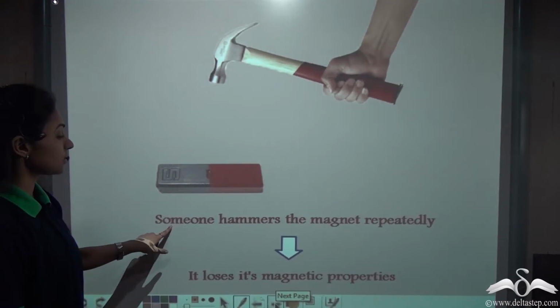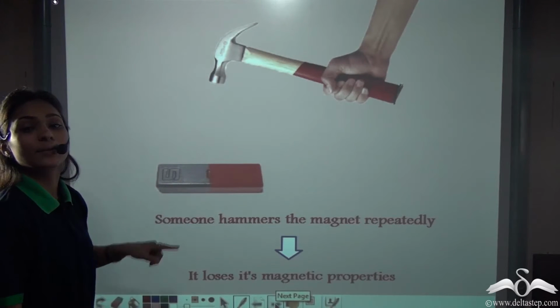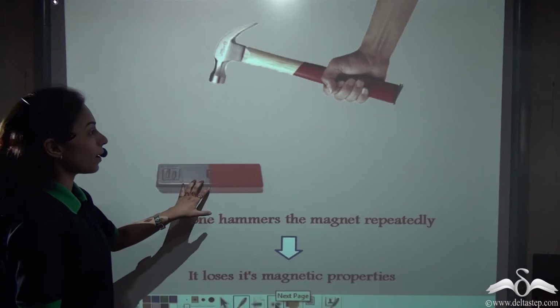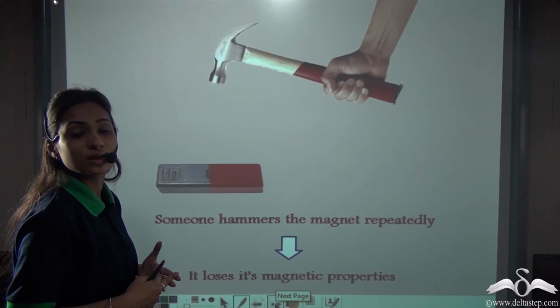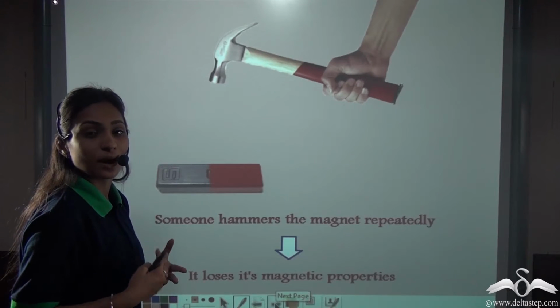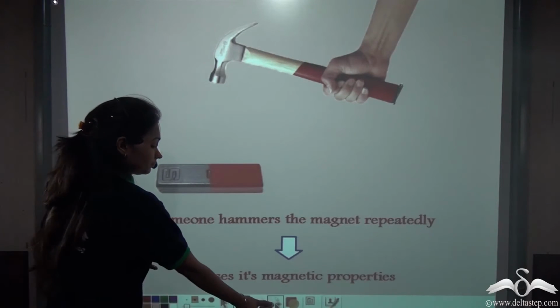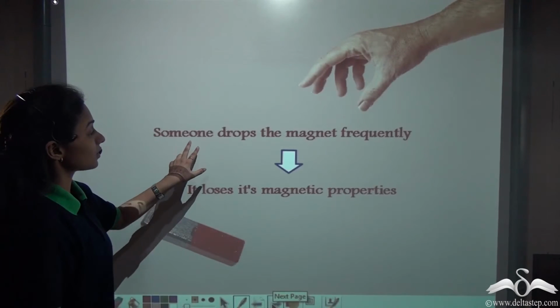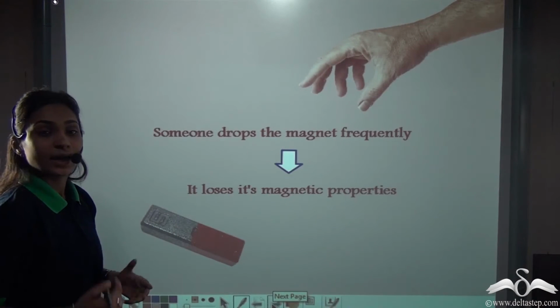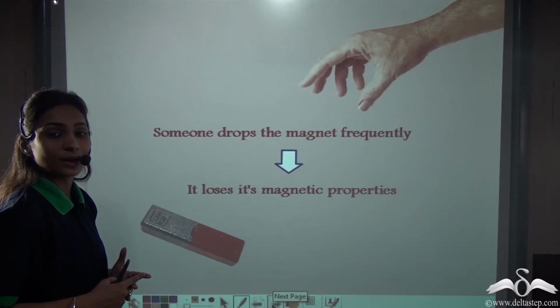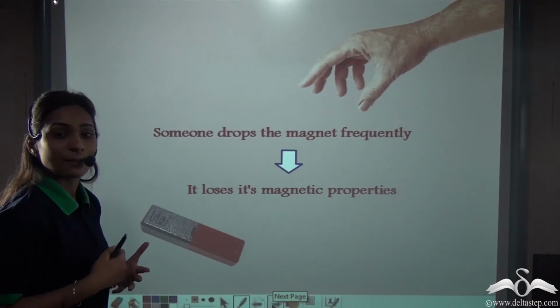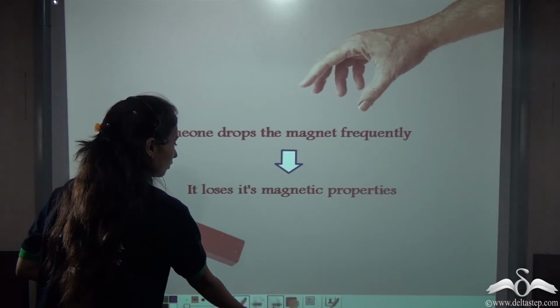Now the other way is if someone hammers the magnet repeatedly. So if you hammer a magnet repeatedly, it will again lose its magnetic properties. It will become demagnetized. Now, if someone drops the magnet frequently, even then it will lose its magnetic properties. It is similar to hammering it.